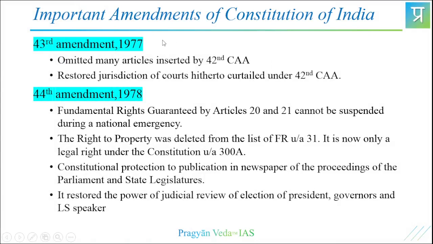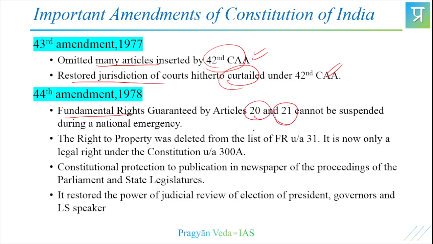Now, post the 42nd amendment, various other amendments came in, just to undo all the unwanted or centralizing tendency based amendments that were brought in under the 42nd Amendment Act. So it omitted many articles which were brought in via the 42nd Constitutional Amendment. It also restored the court's curtailed powers of judicial review, etc., which were curtailed again by the 42nd Constitutional Amendment Act.